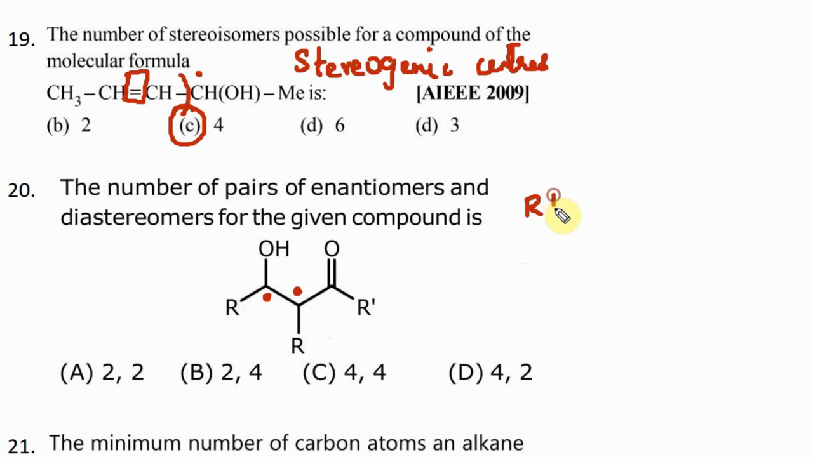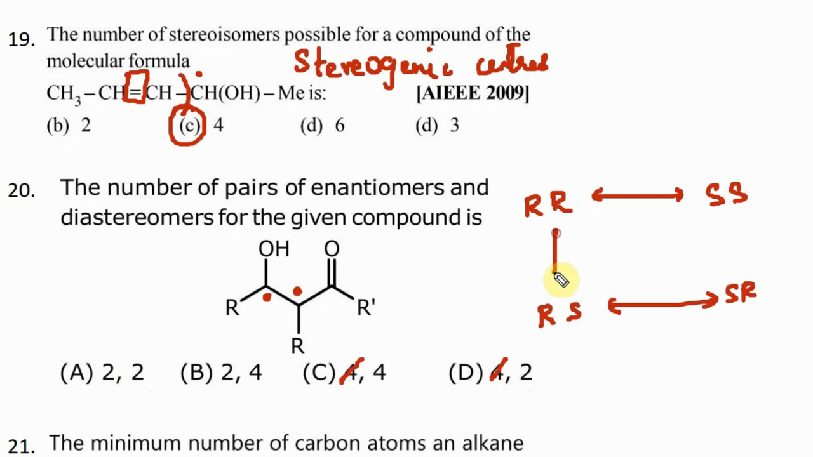Either R S, R mirror image. These two are two pairs of enantiomers. So 2 is correct. Now how are these related? Diastereomer. Similarly, diastereomer. 4 pairs of diastereomers.